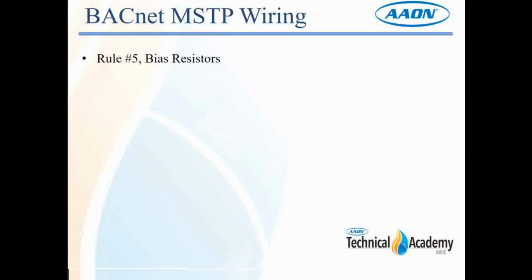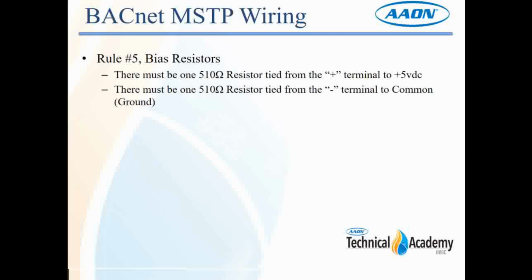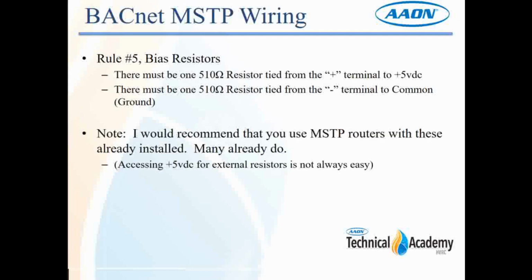Biasing resistors is rule 5. Now there must also be a 510 ohm resistor tied from the plus terminal to a 5 volt DC source. And there must be another 510 ohm resistor tied between the minus and the common, the 24 volt common or the 5 volt common. Now typically this is going to be installed already on your router.